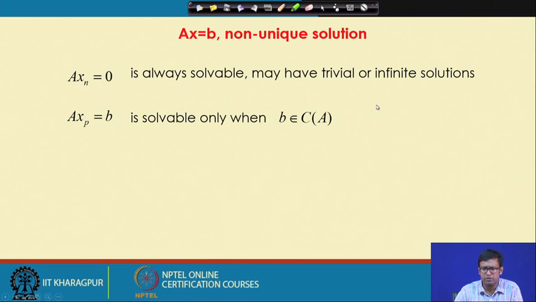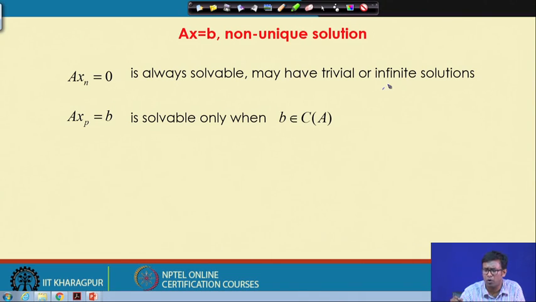Ax is equal to b, non-unique solution. In this case, we try to find the solution of Axn is equal to 0. This is always solvable; it might have a trivial solution or infinite solutions. And why is it always solvable? Because 0 belongs to any subspace. So, the 0 vector is also a member of the column space. Any subspace or any vector space must contain the 0 vector.